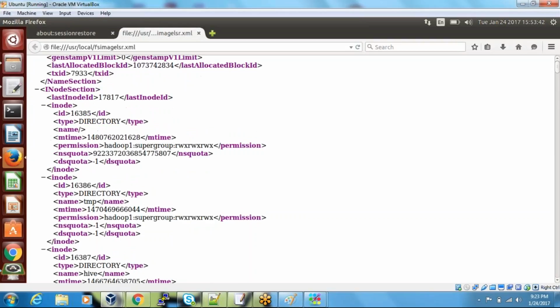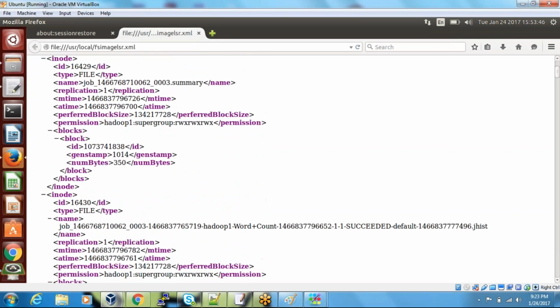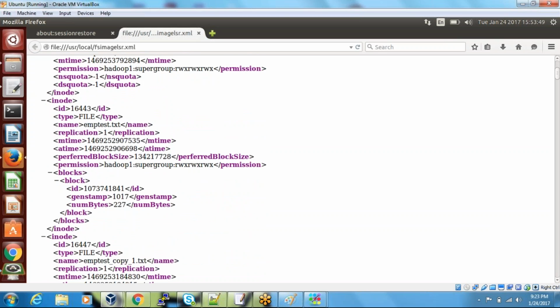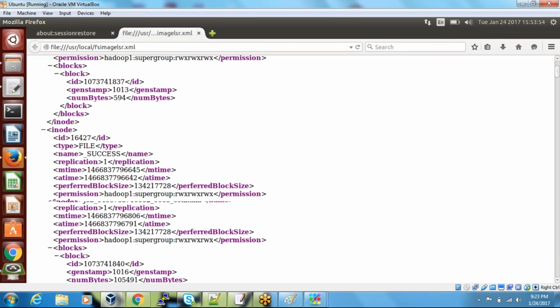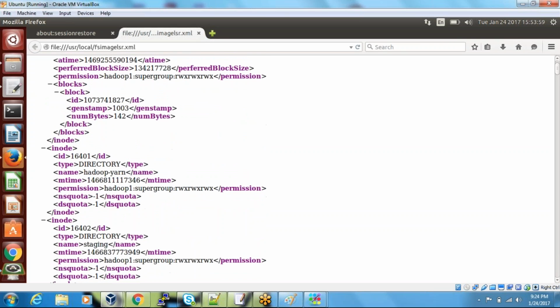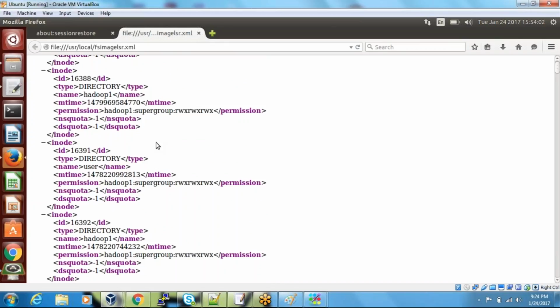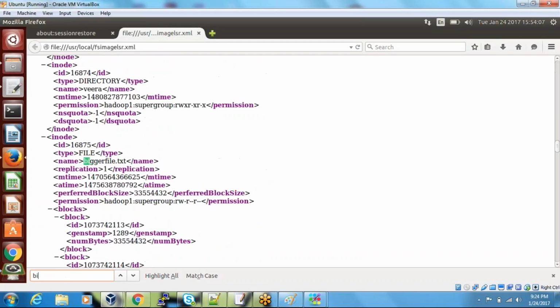Are you able to see now? This is a very big FS image file because I have loaded so much data. The whole amount of data has to be represented in metadata form, so that's why it's a very big XML file. Let me show you one specific file, a bigger file which I have loaded. Someone asked me what an inode is. See this inode object.